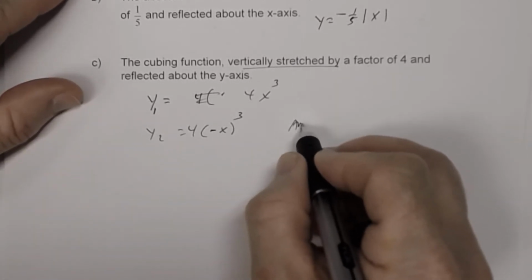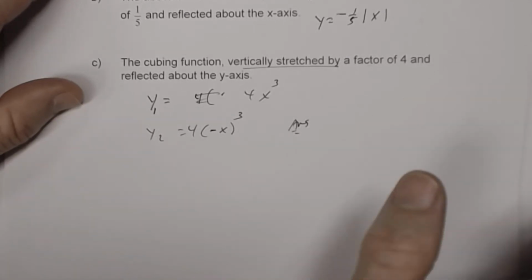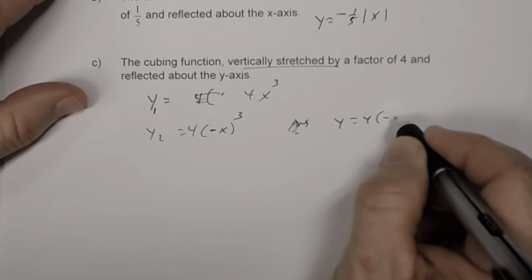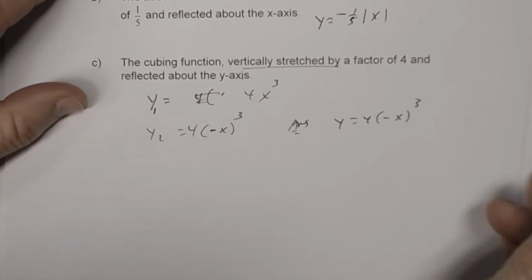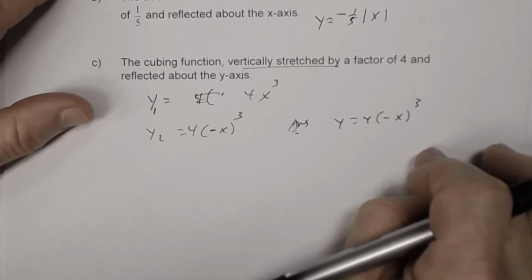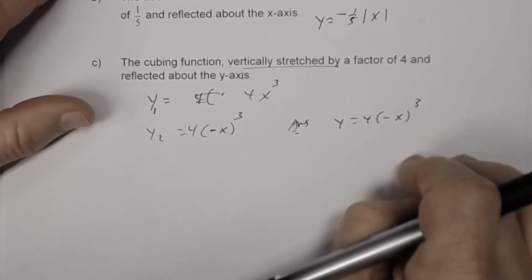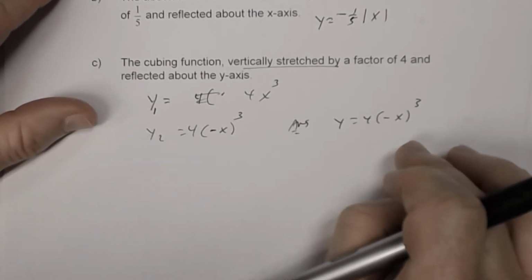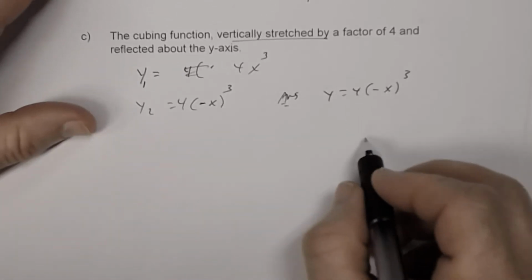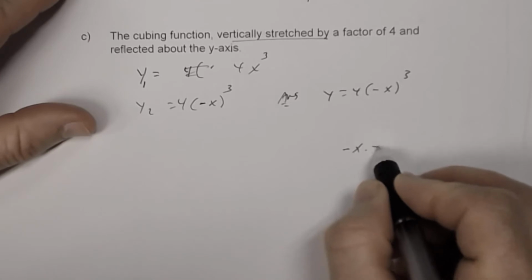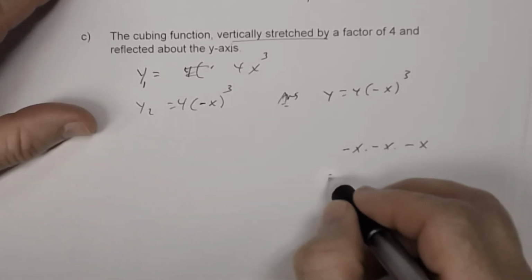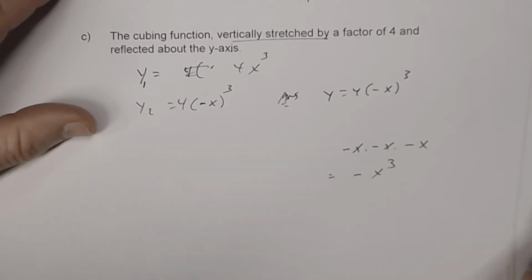So if you want to, you can say your answer. No big deal with this. You can say your answer is y equals 4 times negative x in parentheses cubed. But that is probably not the answer you will see, though. Because you got to remember this. Look at that negative x cubed for a moment. Negative x cubed means negative x times negative x times negative x, right? And that's a negative x cubed, like that.